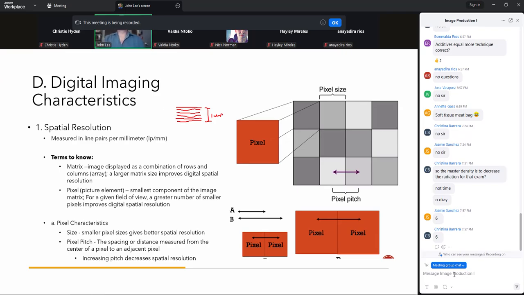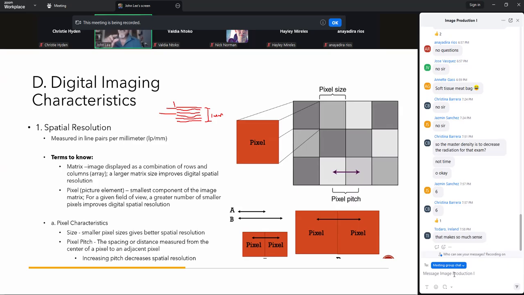Now, if you thought 3, because I mean, that's a pair of lines, right? That's not correct, because a line pair consists of the line itself and the space that comes after it. That's what makes up the pair. Okay. So the next line that you see is actually half of the next subsequent line pair. So the more line pairs that you can fit in a millimeter and still appreciate, the better the resolution is.